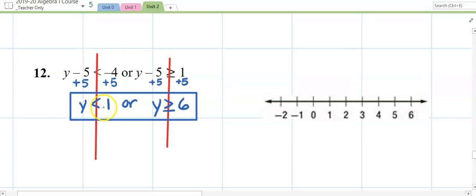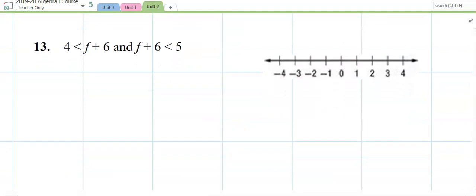Let's graph this. At 1, I'm going to put an open dot and shade to the left because my variable is on the left, so I match up the symbol with the arrow that matches. For the other piece, I'm putting a closed dot on 6 and I'm shading pointing to the right, greater than. That's my solution.